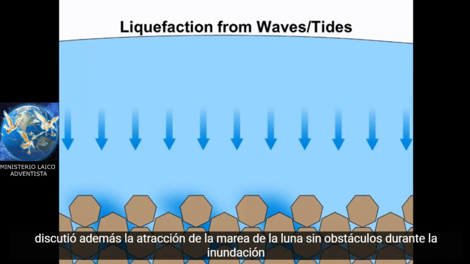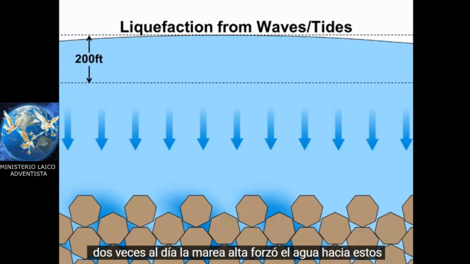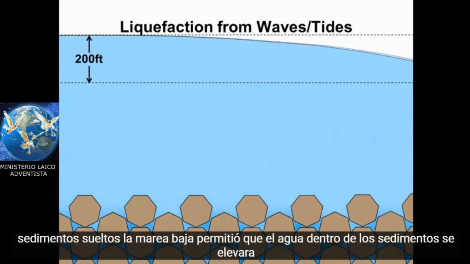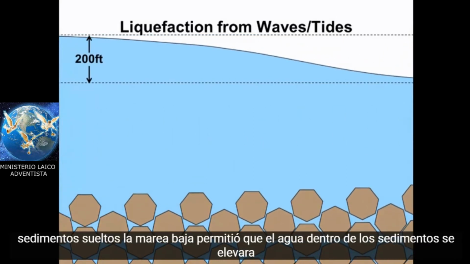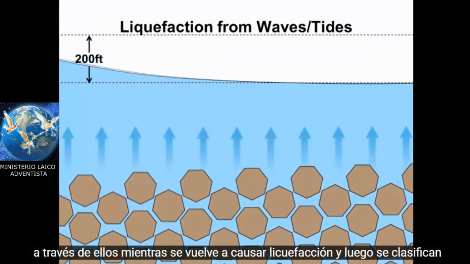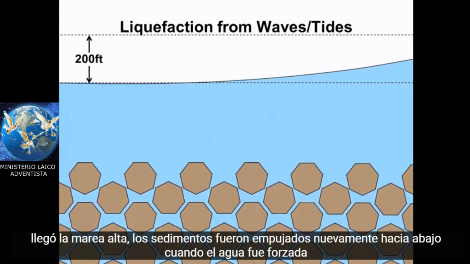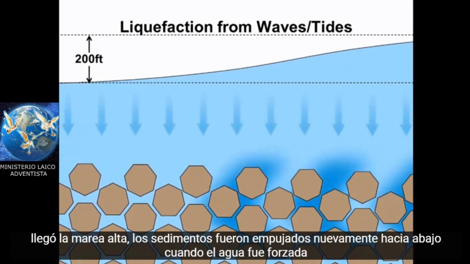In addition, the tidal pull of the moon was unimpeded during the flood, with no continental slopes to crash into. So tides rose and fell up to 200 feet twice a day. High tide forced water down into these loose sediments. Low tide allowed the water within the sediments to rise up through them, while again causing liquefaction and further sorting. Then, as high tide came, the sediments were again pushed back down as the water was forced through them.